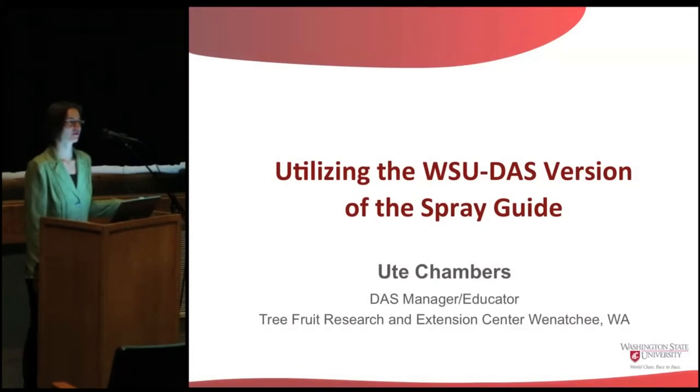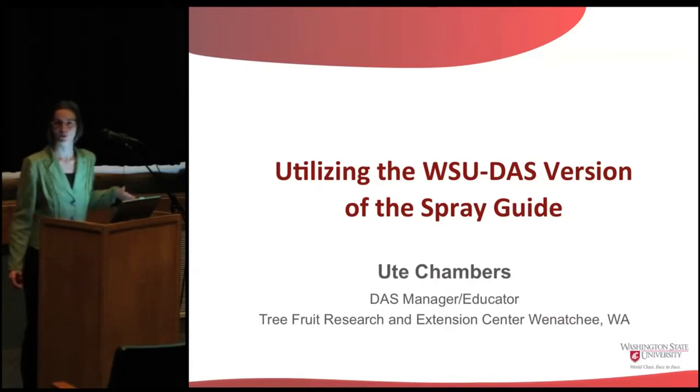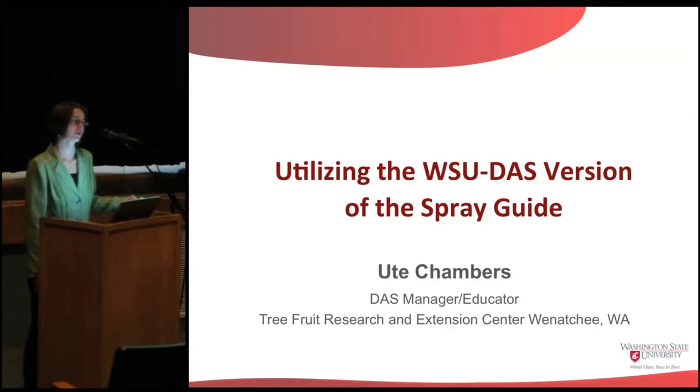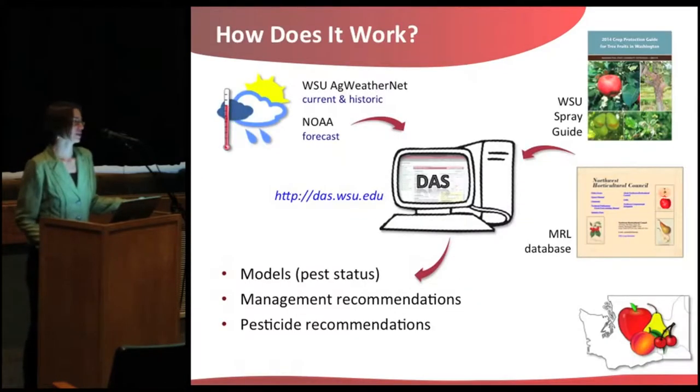I work at the Tree Fruit Research and Extension Center in Wenatchee, and I manage the decision aid system, and that's what I want to talk about today. How can you use the decision support system, aid system, to help you better manage your tree fruits? The decision aid system is an online system. You can access it on the website das.wsu.edu, and we pull different information to make this system a decision support tool that helps you in managing pests.